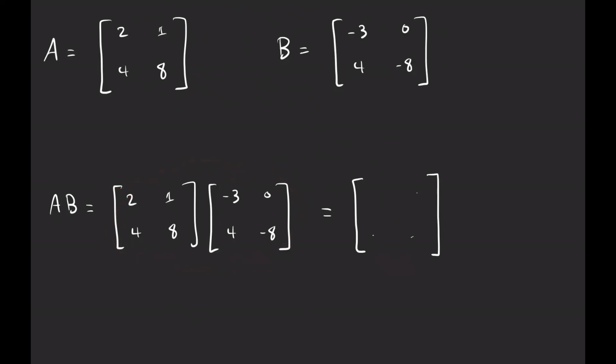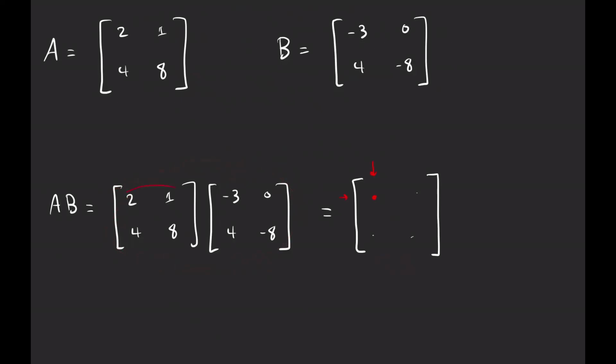I'm going to actually color code this. Let's go red right here at this red dot entry. Well, when I look at that, that red dot is in the first row and the first column. So here's how I do this.